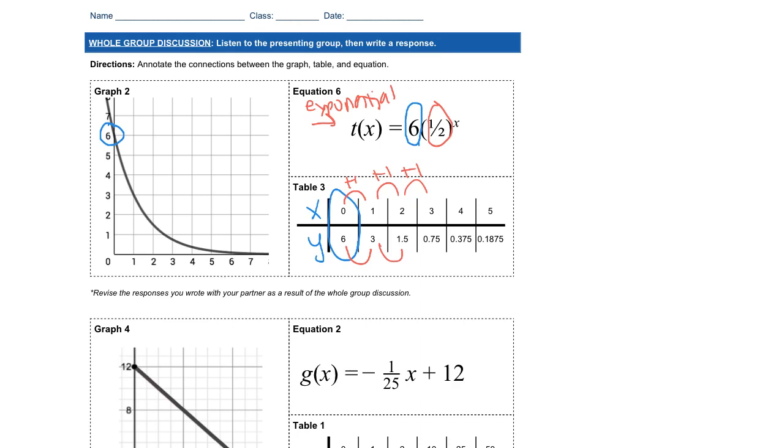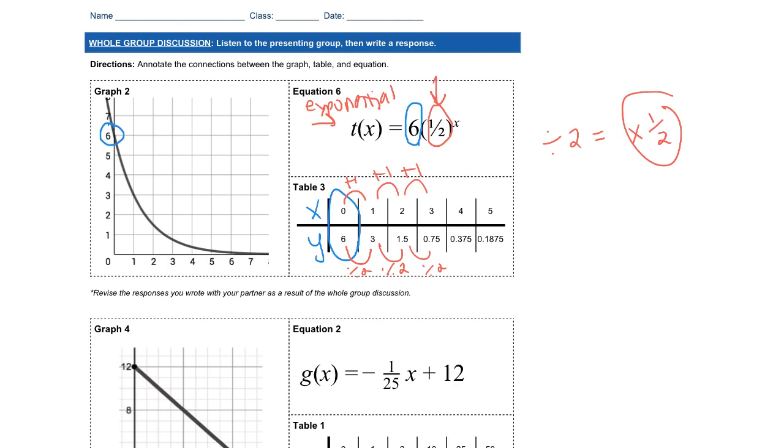So 6 divided by 3 is 2. So we divide by 2. 3 divided by 1.5 is divided by 2. And again, we divide by 2. Remember yesterday I told you that dividing by 2 is the same as multiplying by 1/2. So this 1/2 is what we multiply by to get our rate of change.